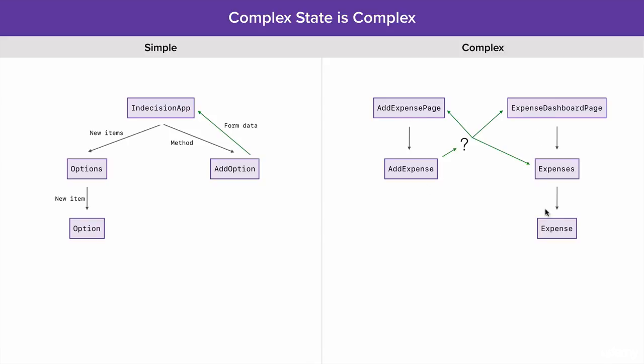So there's the first issue we're going to run into. When we have multiple component trees, sharing data isn't as easy as it might sound, and there really is no way to get this done with component state.